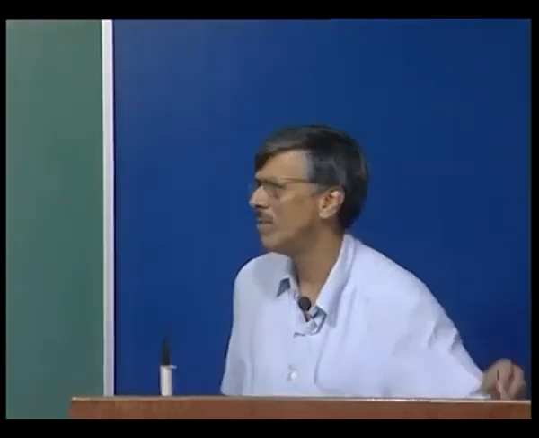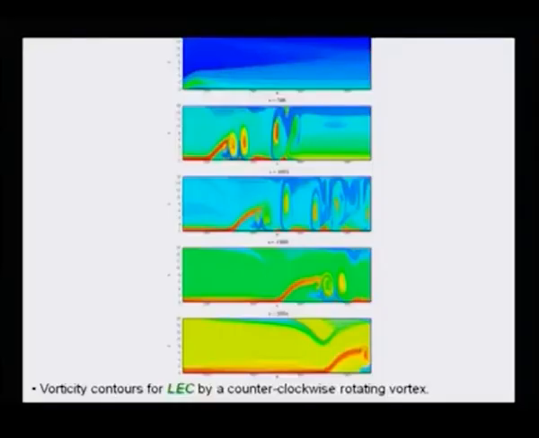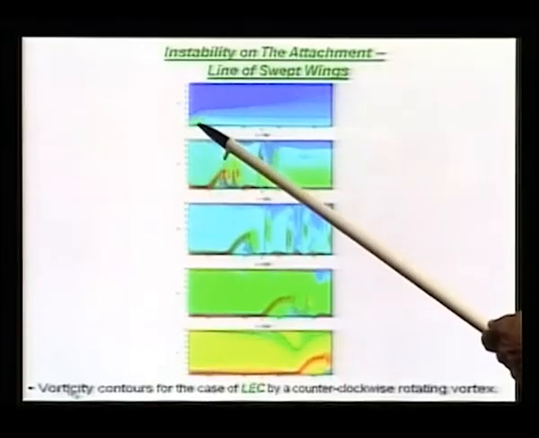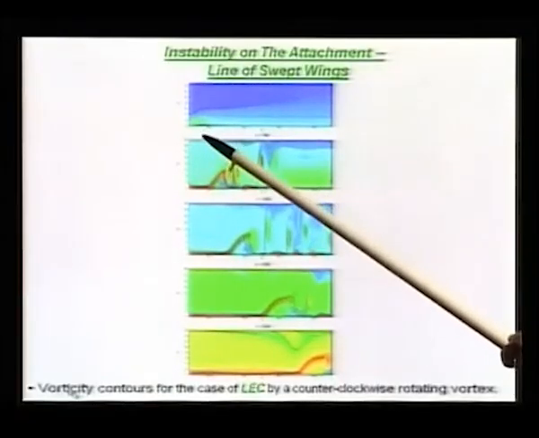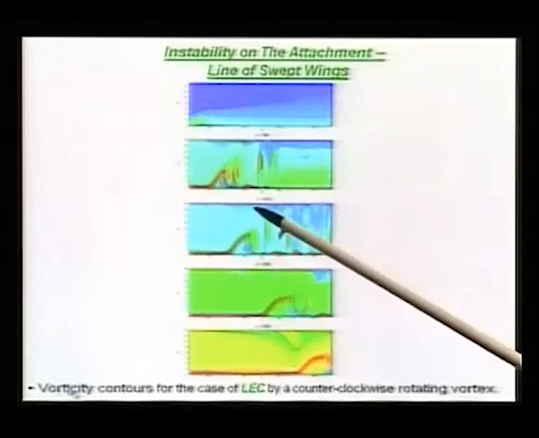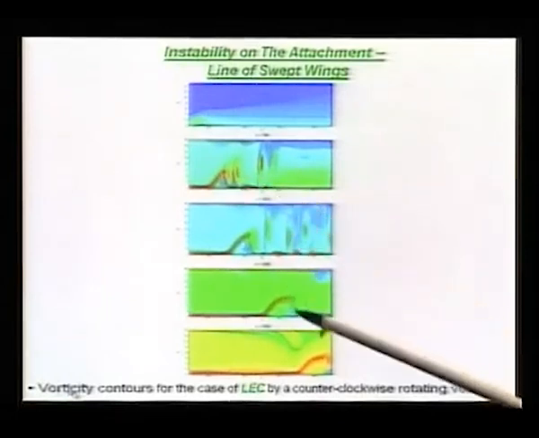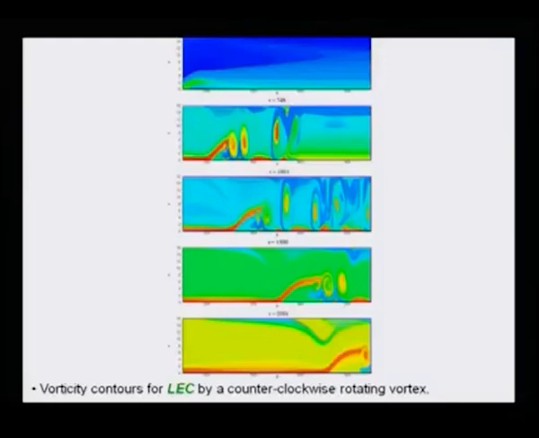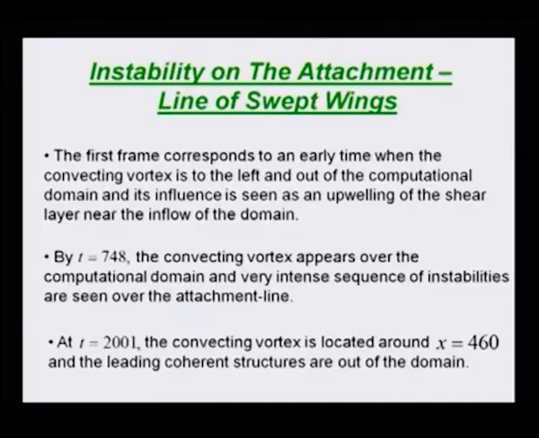This is what you see. This is what you see as the instability on the attachment line. At earlier times, you can see again this bulge in the shear layer, which actually degenerates into erupting vertical structure at later time, and this is what is noted as the vorticity contours due to a counterclockwise vortex.